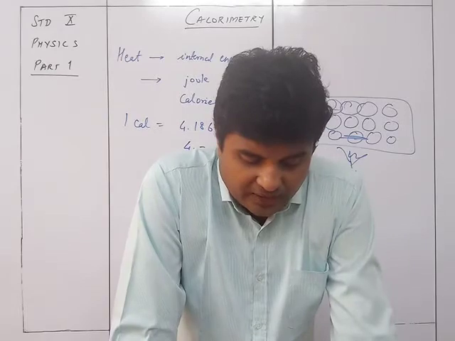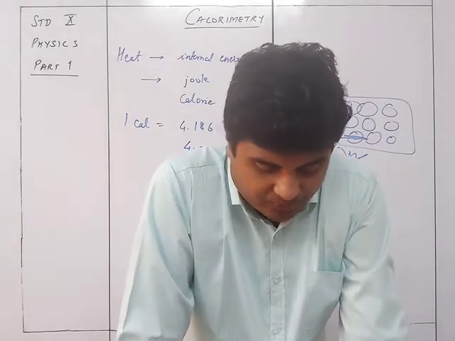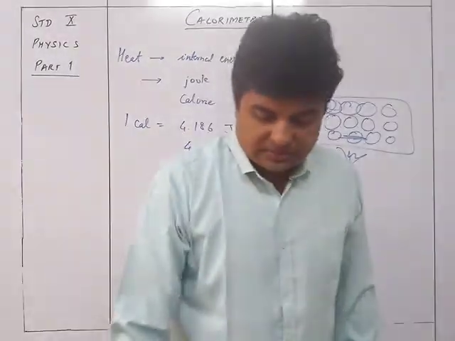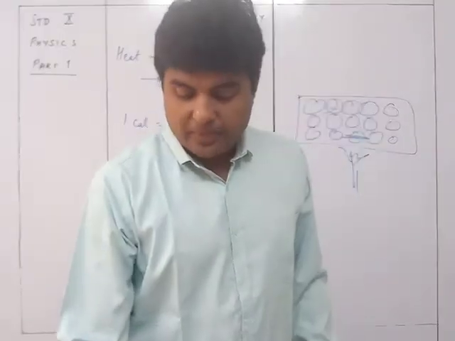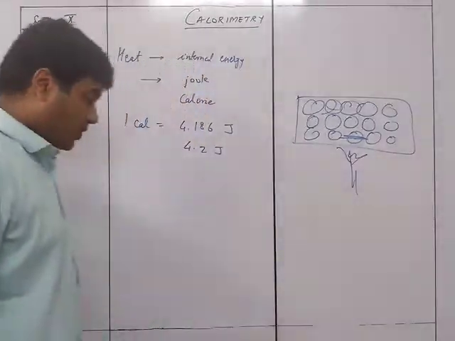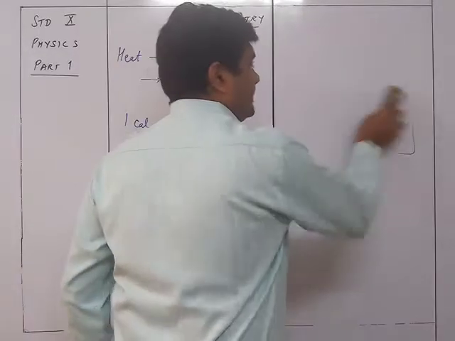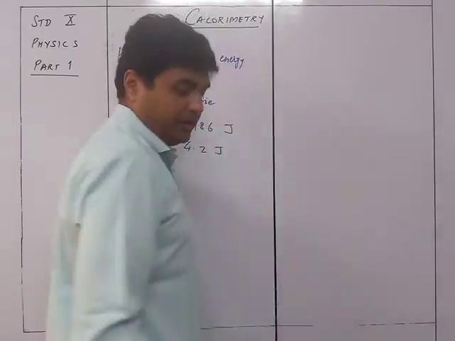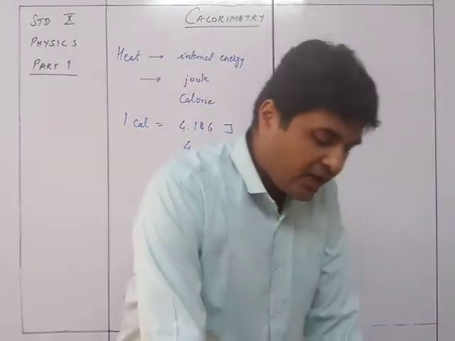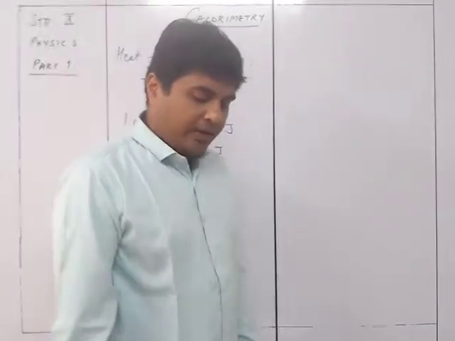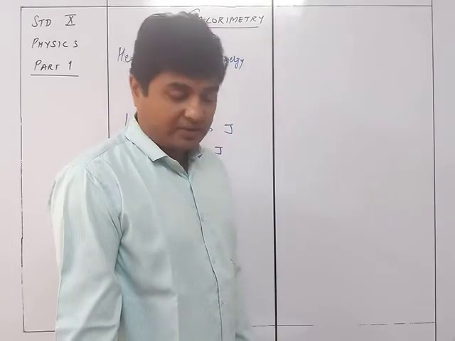We now come to the factors which are affecting the quantity of heat energy. That is a very important part, as it is going to be defining, or you can say deriving, the equation, or we can say the formula for heat. So the quantity of heat energy absorbed to increase the temperature of the body depends on three factors.